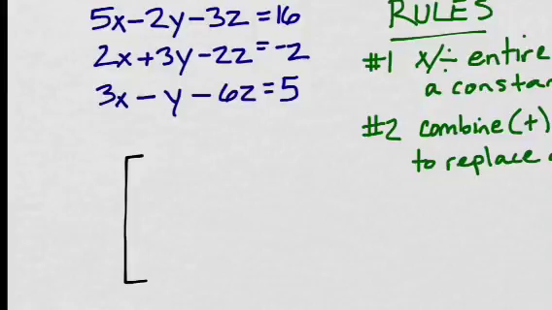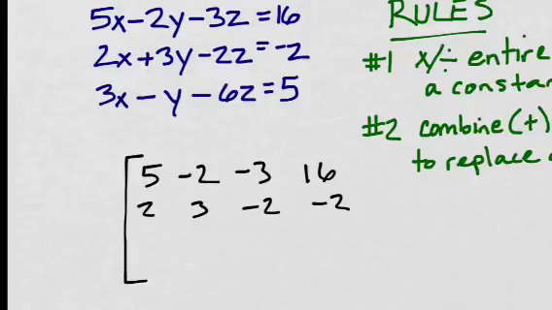I'm going to take all the coefficients of my x, y's, and z's and just write them down here in a grid, in a matrix. So 5, -2, -3, and then the 16. 2, 3, -2, -2. 3, -1, -6, 5. Okay, that's a 3 by 4 matrix.